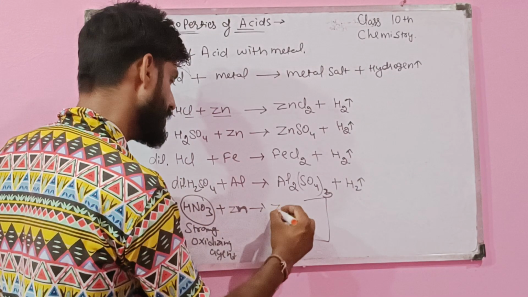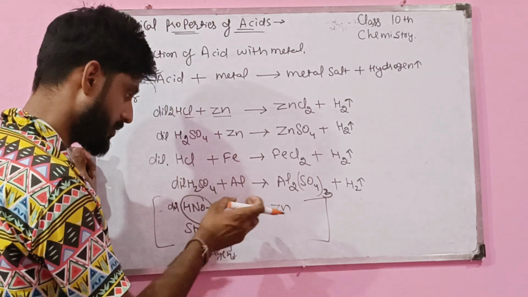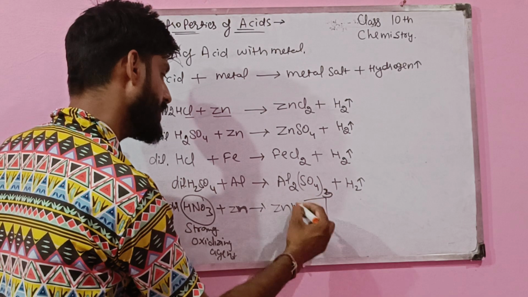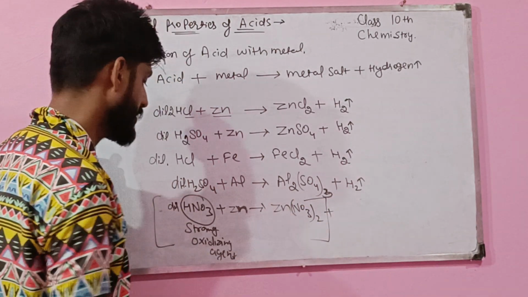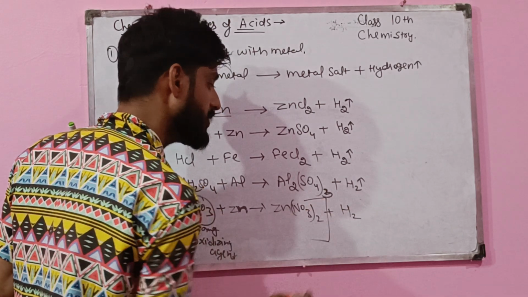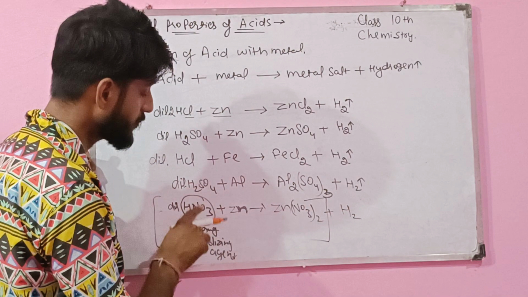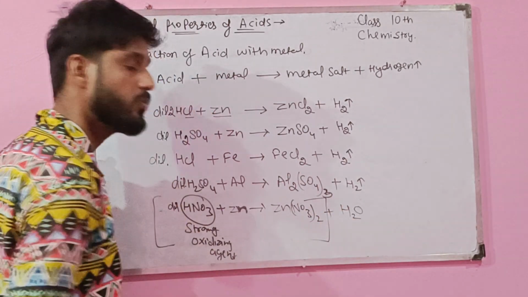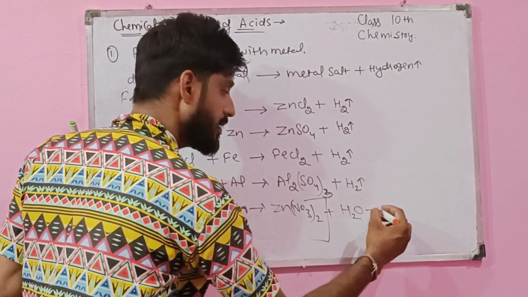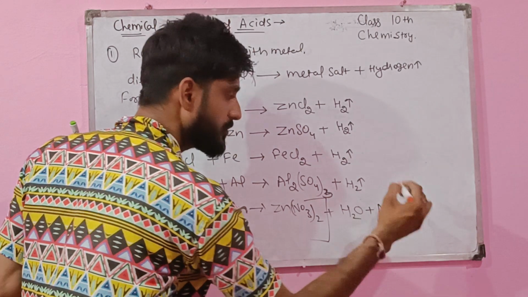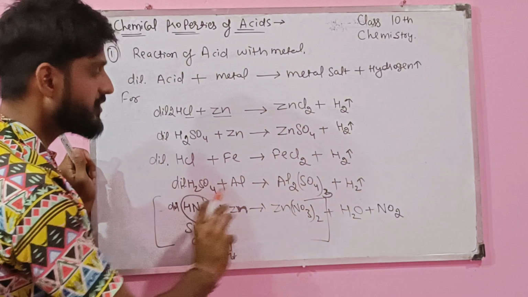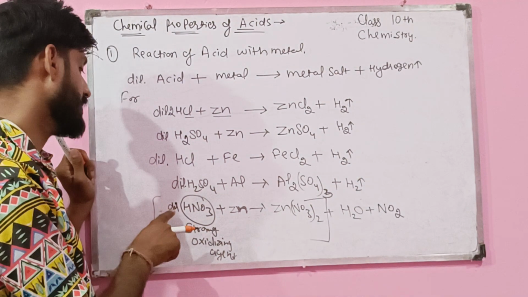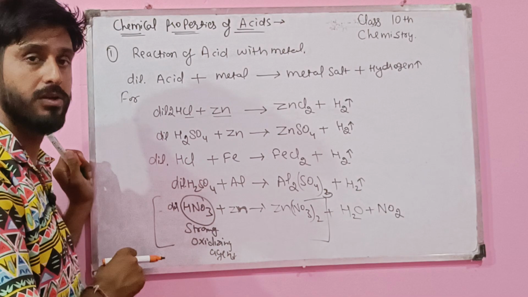Here also the salt of the corresponding metal, here the zinc salt, Zn(NO3)2, is formed, but nitric acid is a strong oxidizing agent. It provides oxygen to hydrogen and changes it to water, with the liberation of an oxide of nitrogen, NO2. So this reaction proceeds in a different manner. This is an important point to note down.